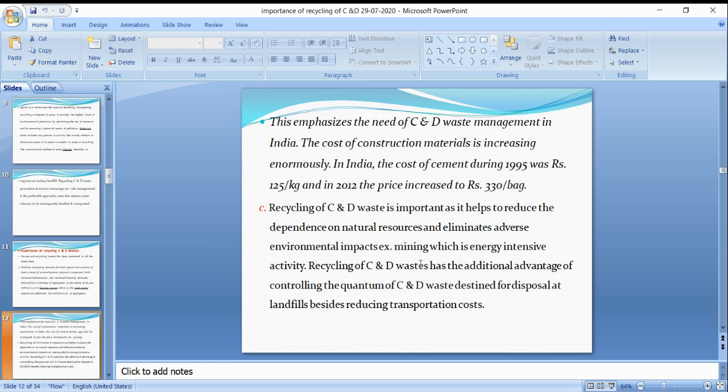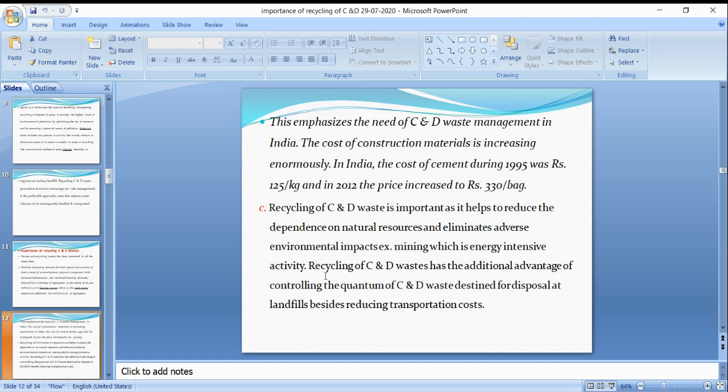If you remember, one of the examples given here was mining, which is an energy-intensive activity. In mining, if you are digging, that is an energy-intensive activity that is going on.